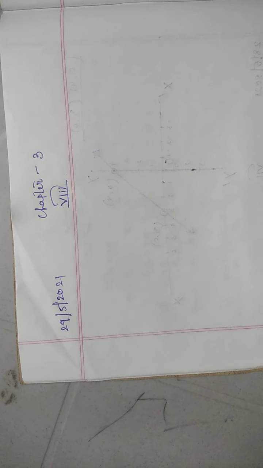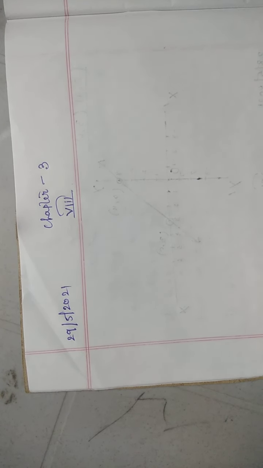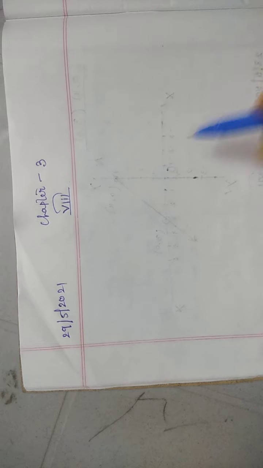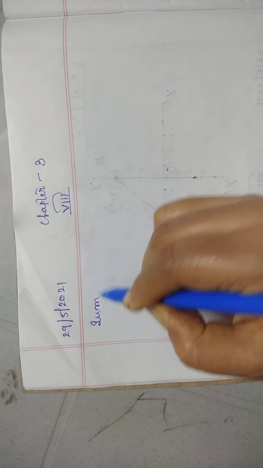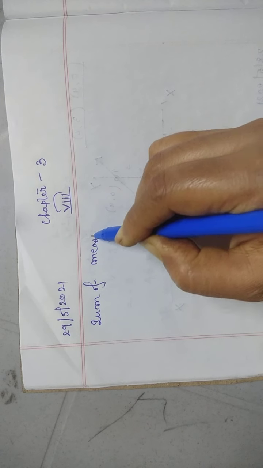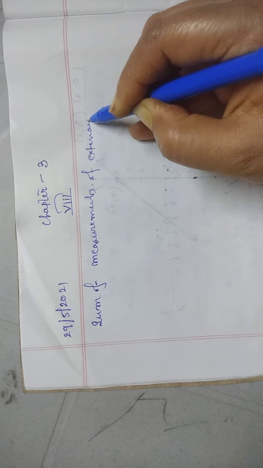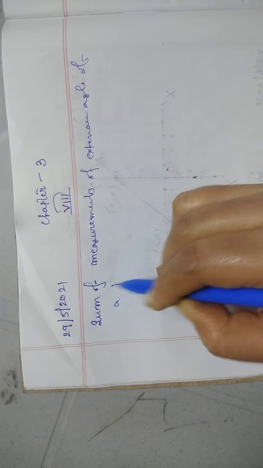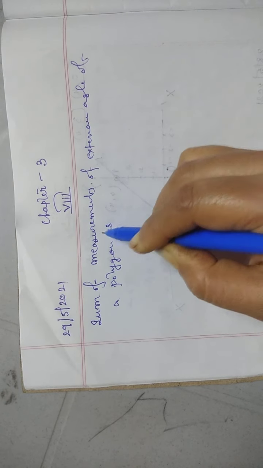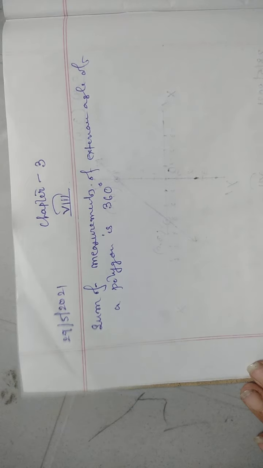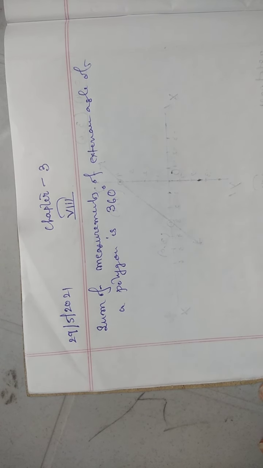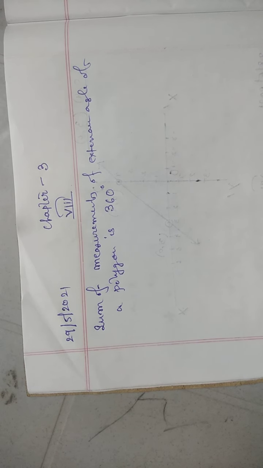Dear students, chapter 3, next step is the sum of measurements of exterior angle. Now, the sum of measurements of exterior angles of a polygon is 360 degrees. The polygon may be a triangle, a quadrilateral, a pentagon or anything else. The sum of the exterior angles of a polygon is 360 degrees.